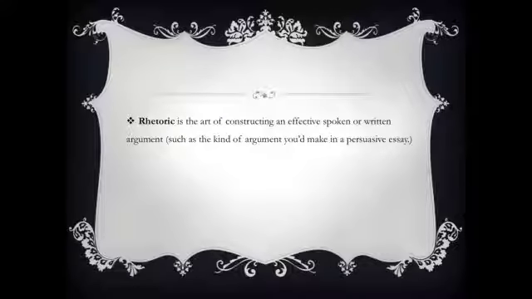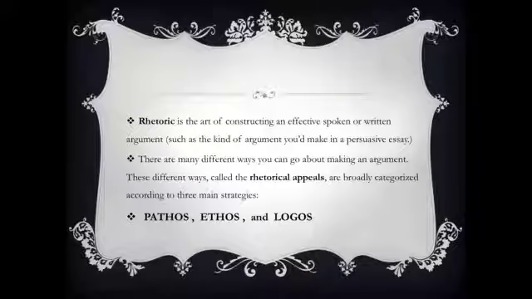So rhetoric is the art of constructing an effective spoken or written argument, such as the kind of argument you'd make in a persuasive essay. So rhetoric, that's a Greek word for the art of argument. Now, there are many different ways that you can approach making an argument, and we classify these in three broad categories. We call these the rhetorical appeals, and those three are, you've possibly heard these terms before, pathos, ethos, and logos.